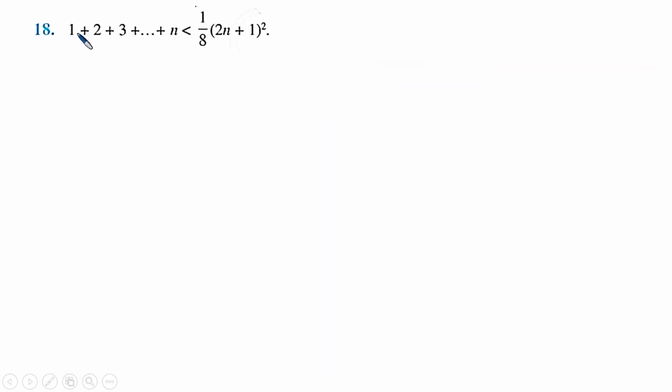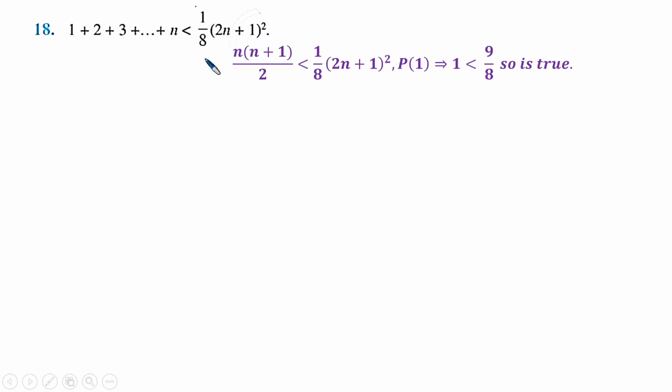Now problem 18, that is 1 plus 2 plus 3 up to n is less than 1 by 8 times 2n plus 1 the whole square. So how do we prove by induction? I substitute n equal to 1 first, as I said. This is the basic step.